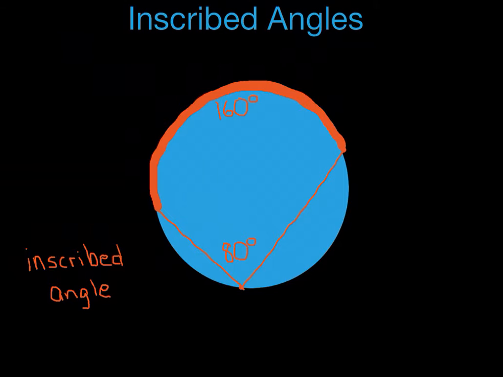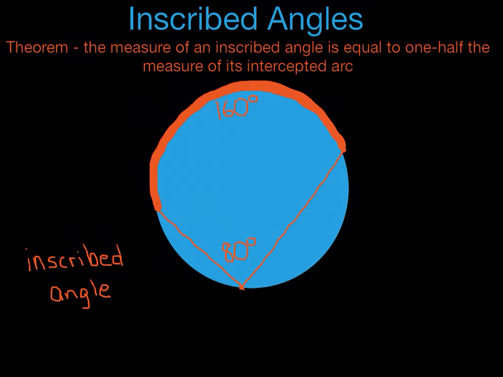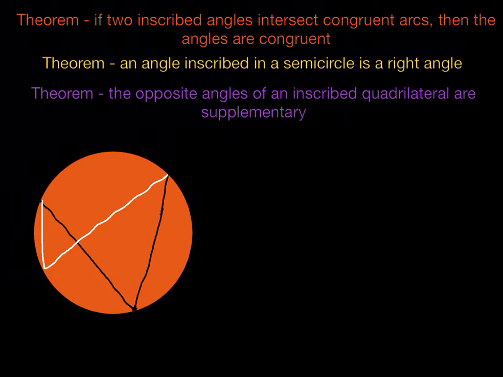So the theorem is the measure of an inscribed angle is equal to 1/2 the measure of its intercepted arc. Or another way of saying it is the measure of its intercepted arc is going to be twice the measure of the inscribed angle. Alright, so let's take a look at a few more theorems here.